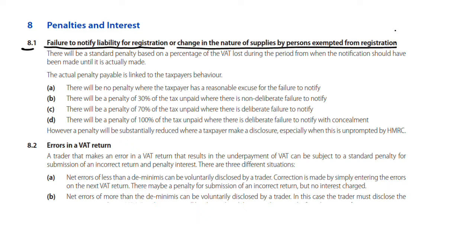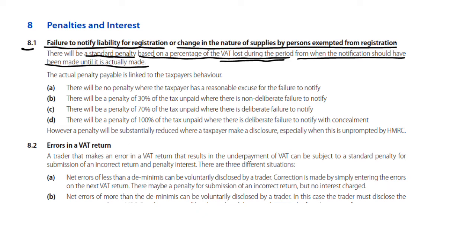Now here what we'll discover is that there's a standard penalty based on a percentage of the VAT lost during the period from when the notification should have been made, and quite obviously through to when it is actually made. Now this standard penalty is given here, but the actual penalty payable is linked to the taxpayer's behaviour. That therefore runs from, at best, no penalty at all where the taxpayer has a reasonable excuse for the failure to notify. So that's as good as it can get. No penalty, reasonable excuse for the failure to notify.